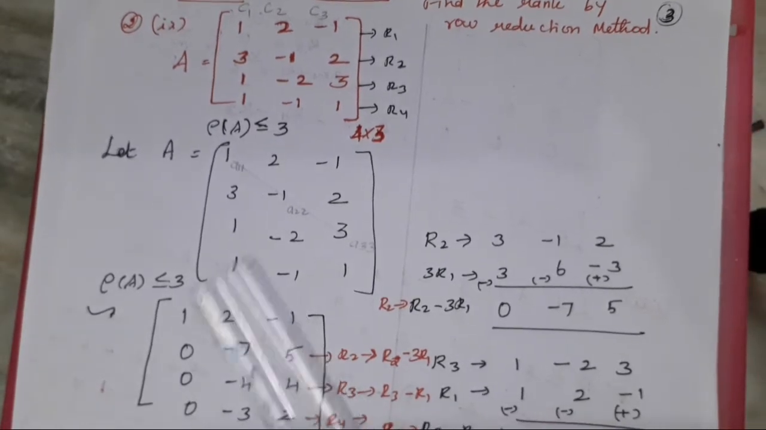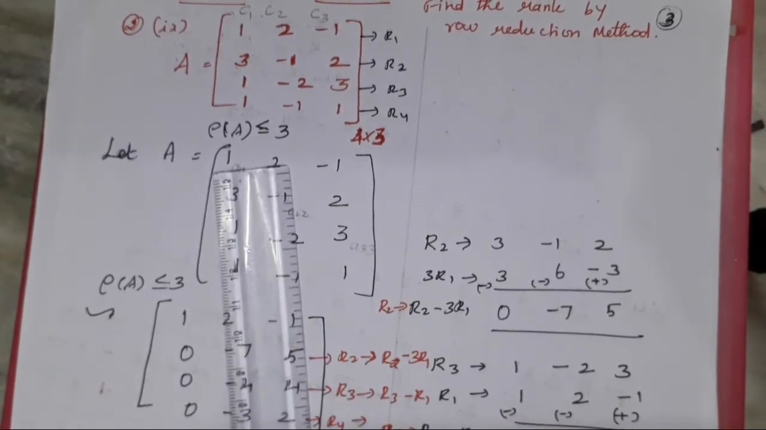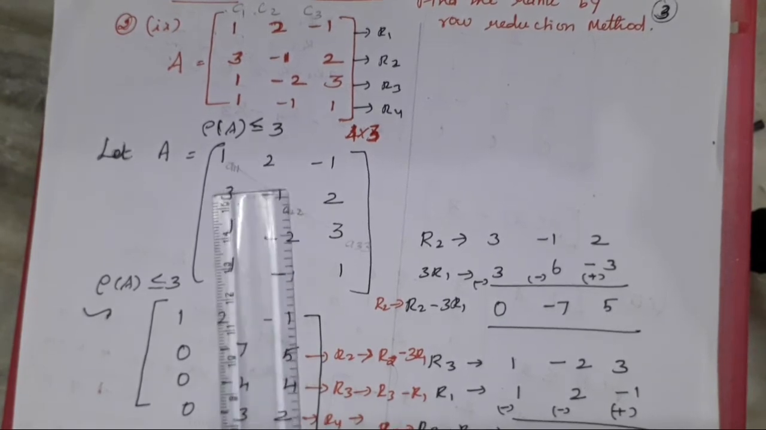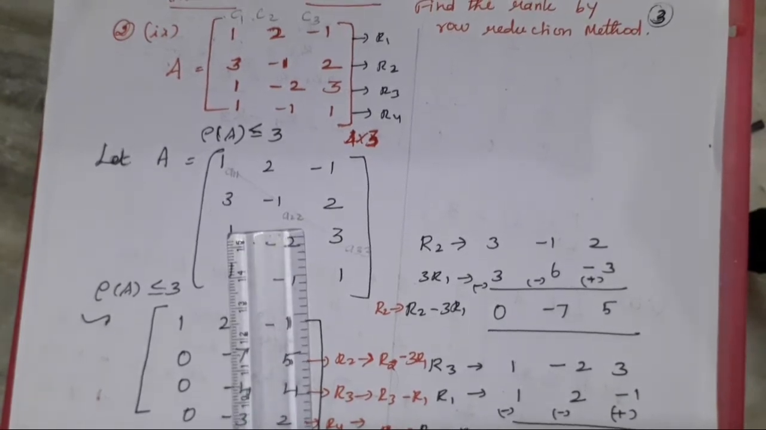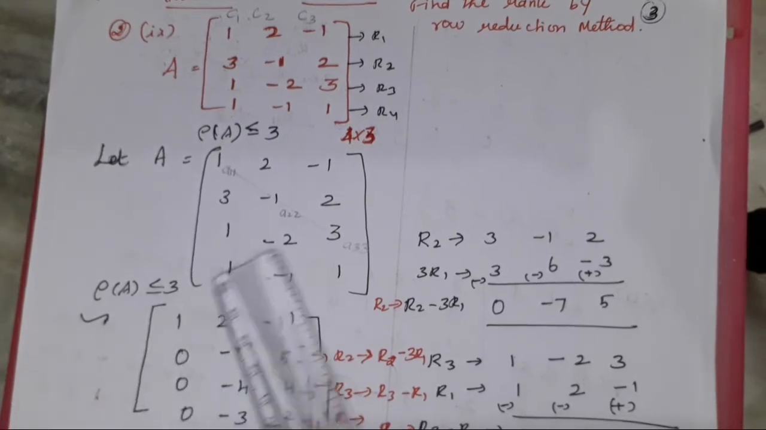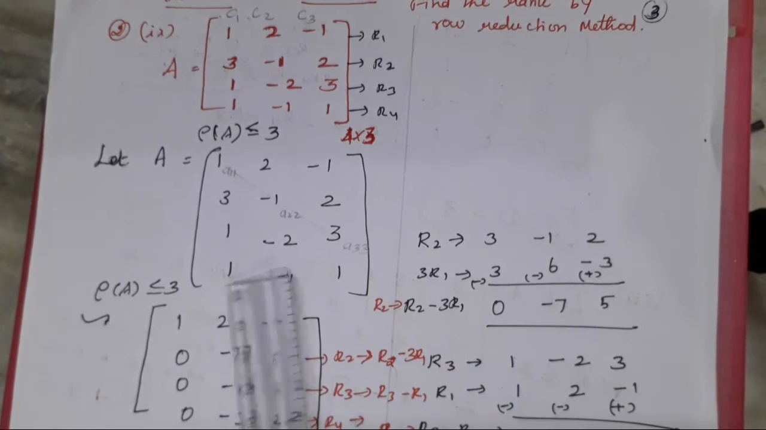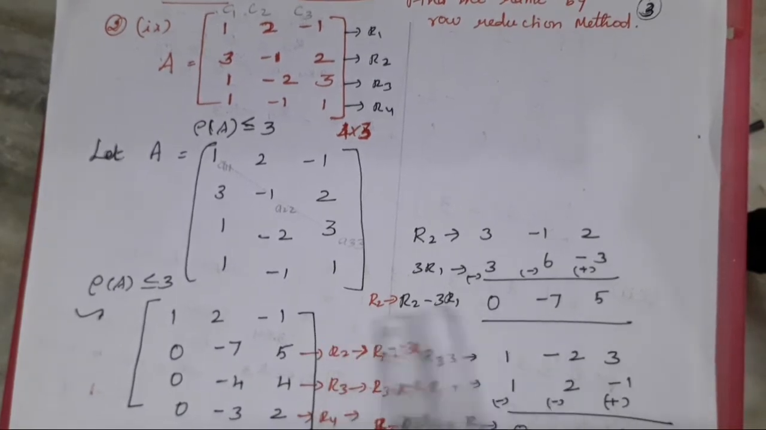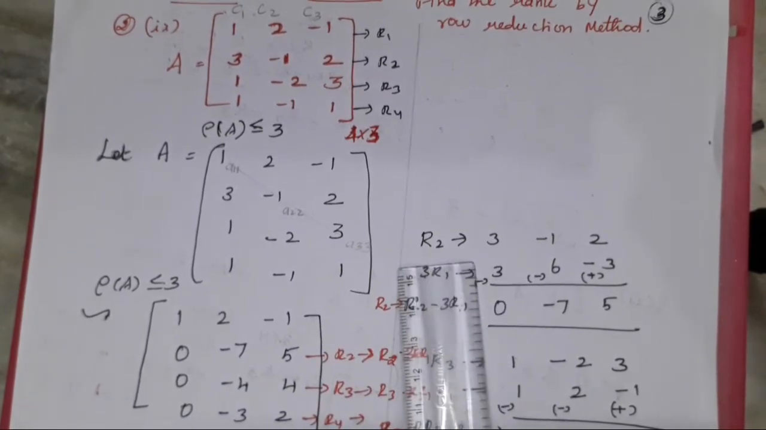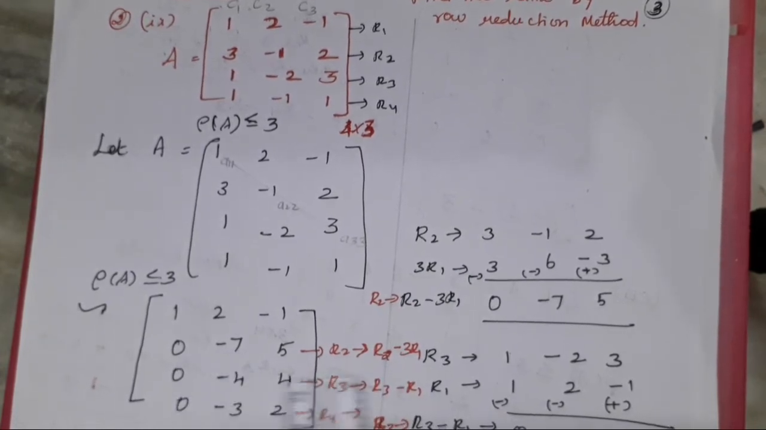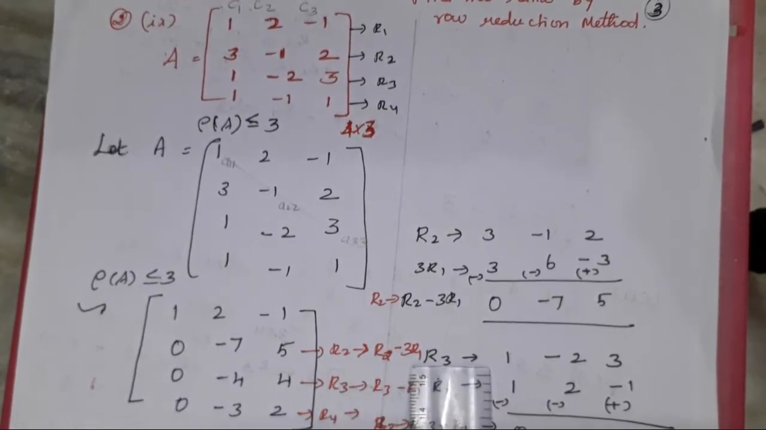What I told you: first we make the 3, 1, 1 become 0. The calculation part is easy here since the first row's first element is 1, so no problem. We want 3 to become 0, 1 to become 0, and the other 1 to become 0. Now see the calculation. What do I write here? For R2 to become 0, R2 gives R2 minus 3R1.